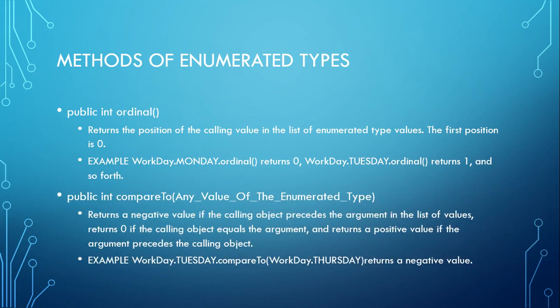Public int compareTo, given any value of the enumerated type, returns a negative value if the calling object precedes the argument in the list of values, returns 0 if the calling object equals the argument, and returns a positive value if the argument precedes the calling object. To make sense of this, look at the example: Workday.TUESDAY compareTo Workday.THURSDAY will return a negative value because Tuesday is technically 2 days before Thursday.